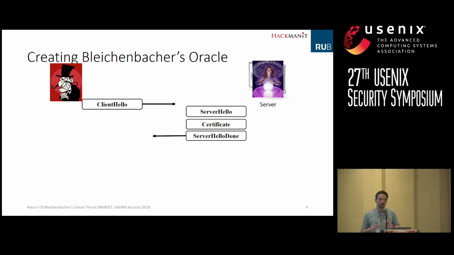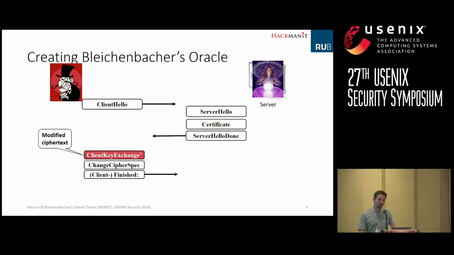So how can we create Bleichenbacher's oracle in a TLS implementation? How does it apply? Imagine we have the attacker who wants to decrypt the message, and how can we apply the modified ciphertext in the TLS handshake? He again sends the client hello message, receives the certificate and server hello messages, and afterwards in the client key exchange message, which contains the ciphertext, he inserts the modified ciphertext, which contains the RSA PKCS 1.5 padded pre-master secret.